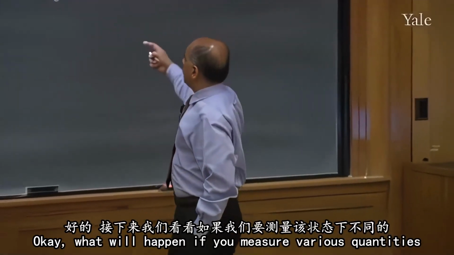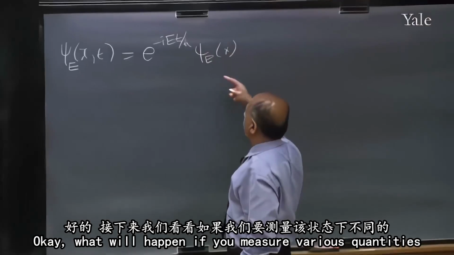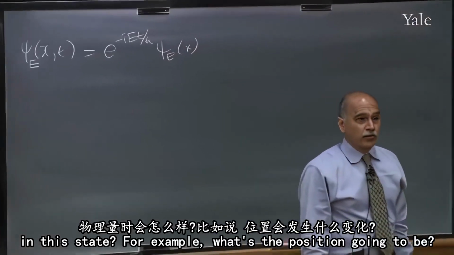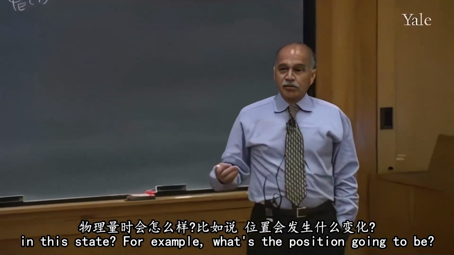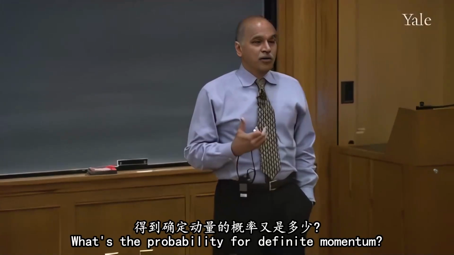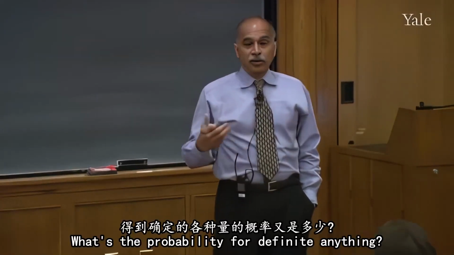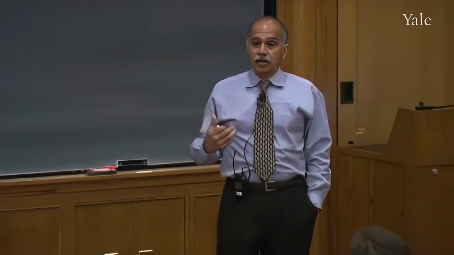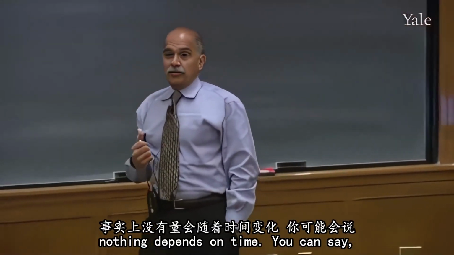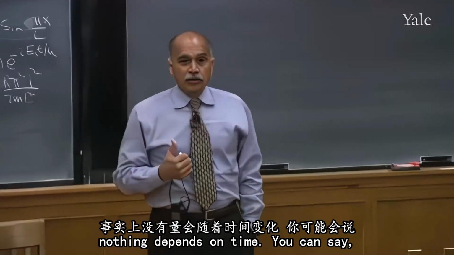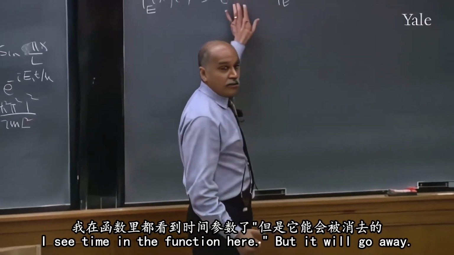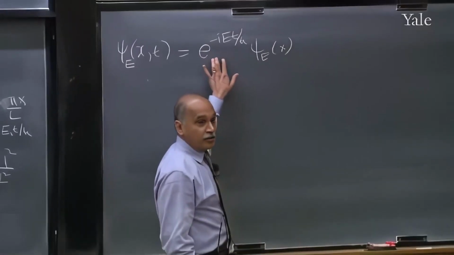Okay. What will happen if you measure various quantities in this state? For example, what's the position going to be? What's the probability for definite position? What's the probability for definite momentum? What's the probability for definite anything? How will they vary with time? I will show you nothing depends on time. You can say, how can nothing depend on time? I see time in the function here, but it will go away.